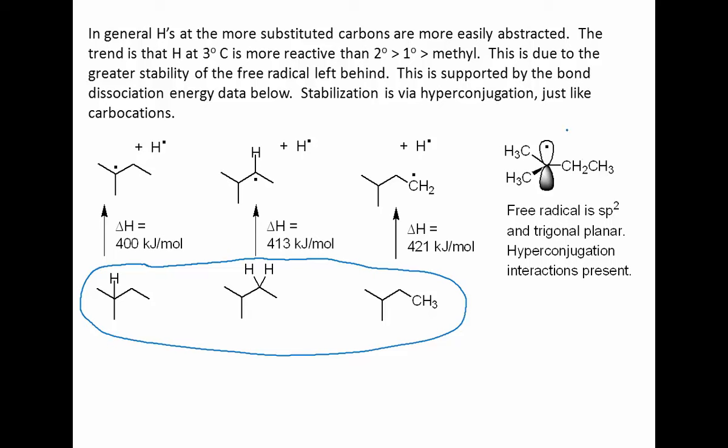So this is the structure of a free radical. It's sp2 trigonal planar. Our unpaired electron exists in the empty p orbital.